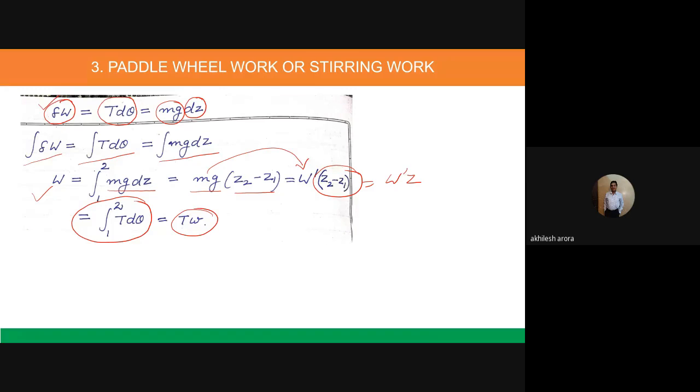Once again, it is the same thing, but mind it, this is paddle wheel work or stirring work, and this delta W is the small work which we have calculated here. It is not PdV work. So you should not be confused with the PdV work which we calculated earlier and this paddle wheel work. This is a different kind of work. So till now we have discussed PdV work, shaft work, and the paddle wheel work or stirring work.